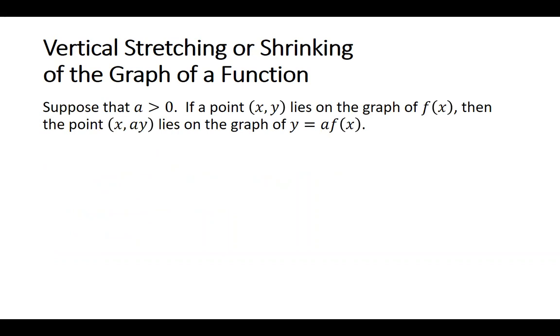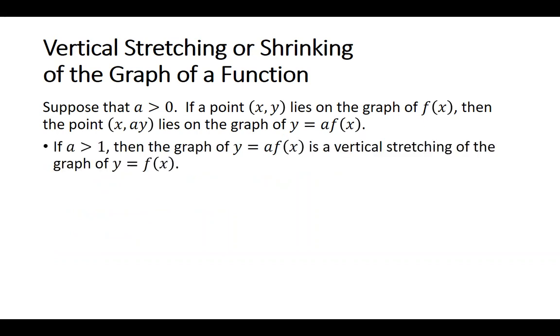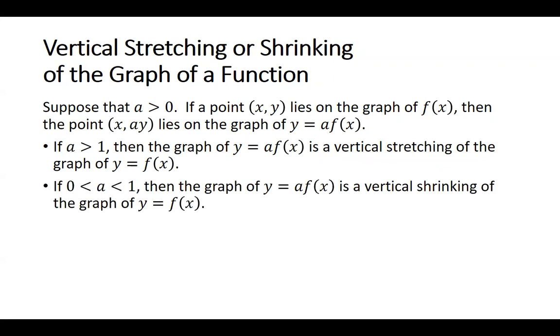Suppose that a is greater than 0. If a point (x, y) lies on the graph of f(x), then the point (x, ay) lies on the graph of y equals a f(x). If a is greater than 1, then the graph of y equals a f(x) is a vertical stretching of the graph of y equals f(x). If a is between 0 and 1, then the graph of y equals a f(x) is a vertical shrinking of the graph of y equals f(x).